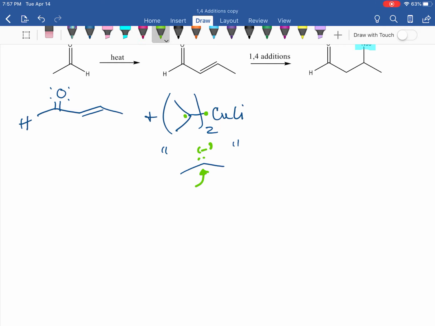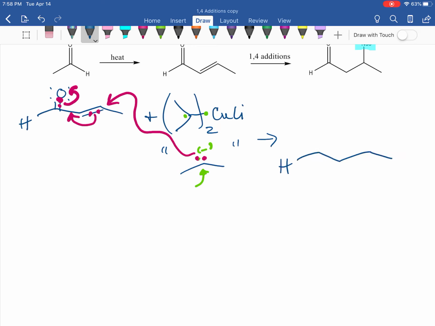Okay, so let's use it. Let's draw it just like we would draw our Grignard, only the difference is those electrons now are going here. And in our 1,4 addition, remember the only reason these work is these electrons have a place to go. They can go right here, and that double bond can go right up there. All right, let's draw the product of that.